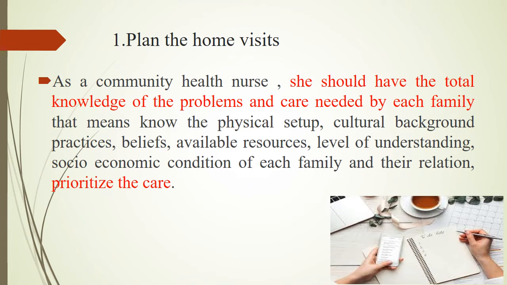So in house number 1 this kind of problem is there and they are the needy family, and in house number 2 these kinds of family members are there and their problem is that, and we can do that. Like that you should have a plan. For each and every family member you should know the health problem and their needs. Mainly the physical setup, cultural background, practices, beliefs, available resources, their level of understanding, and socioeconomic condition, for each and every family within the community area.